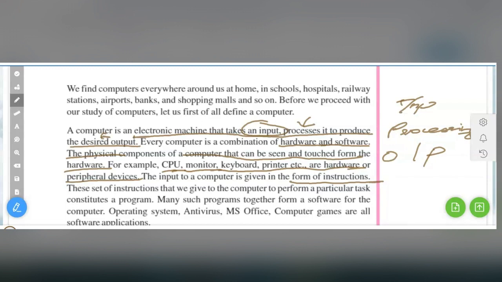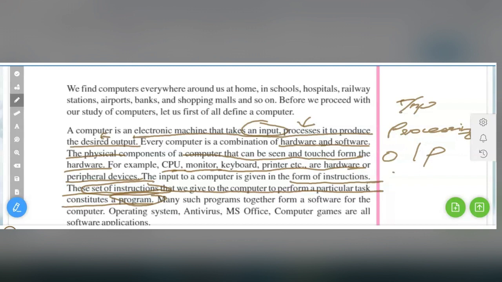These set of instructions that we give to the computer to perform some particular task constitutes a program. That means this set of instructions, you also call it programs. Not a dance program, not those kind of programs. These are a set of instructions.